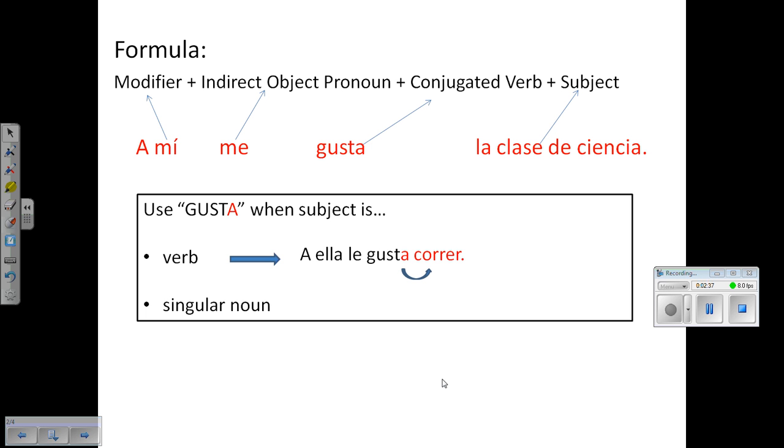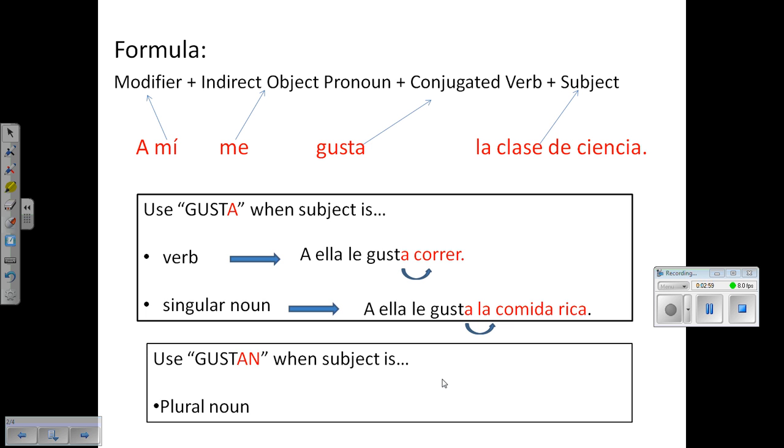And also, you would use gusta with a singular noun. A ella le gusta la comida rica. La comida rica is singular, so gusta is singular. Like I said, pause the recording when you need to write something down, then you can continue. So whatever it is that's after it, if it's singular or an unconjugated verb, then you would use gusta with it.